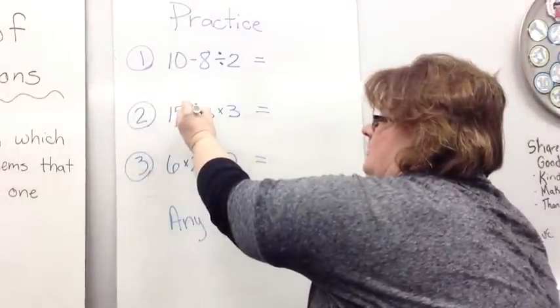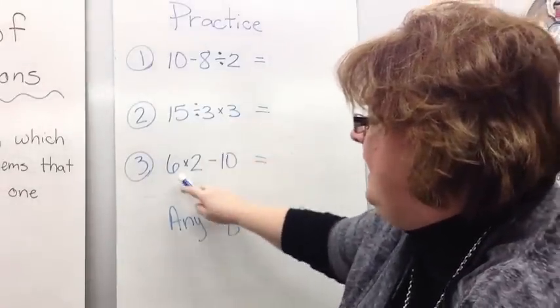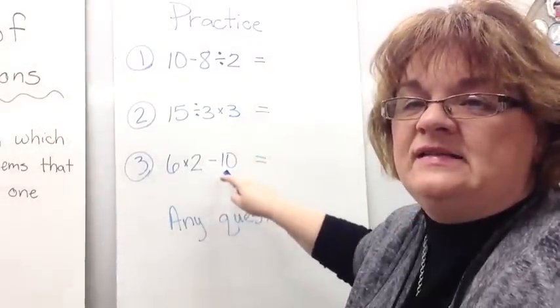Looks like my dots there aren't quite big enough. 15 divided by 3 times 3. And 6 times 2 minus 10.